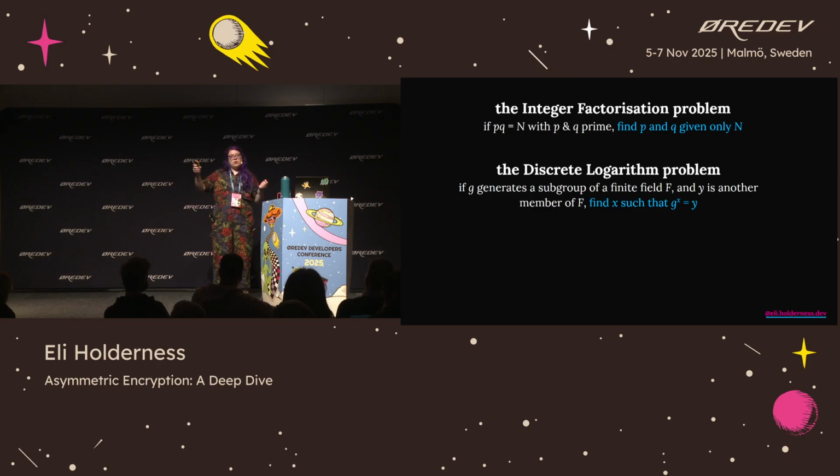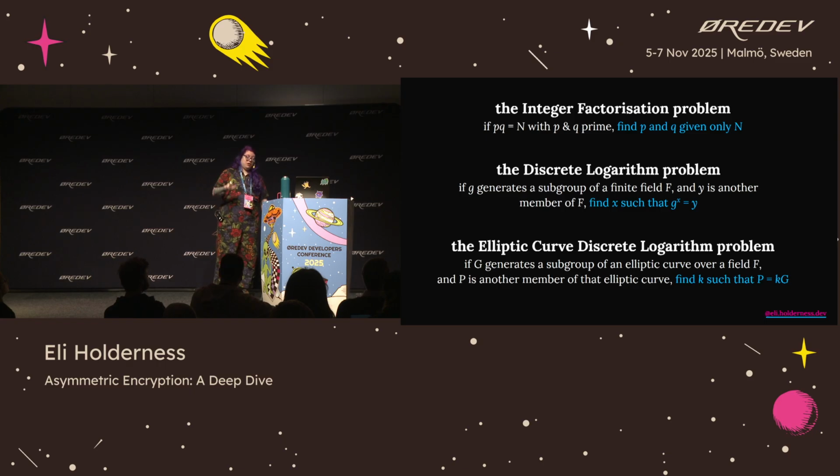If you want to raise things to a power within that group, it's really hard to undo that. And that's another hard maths problem. And the elliptic curve discrete logarithm problem is basically the same thing, but stated in the terminology of elliptic curves. So G, our favorite special point that we love the most, generates a subgroup, which means when you add it to itself, you get a subgroup. In our case, that subgroup was also the entire group.